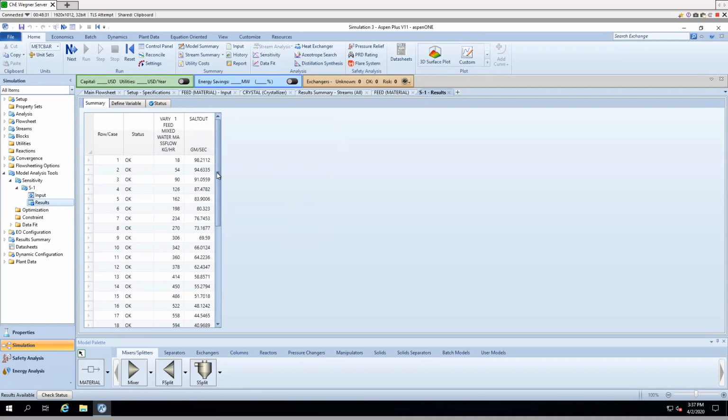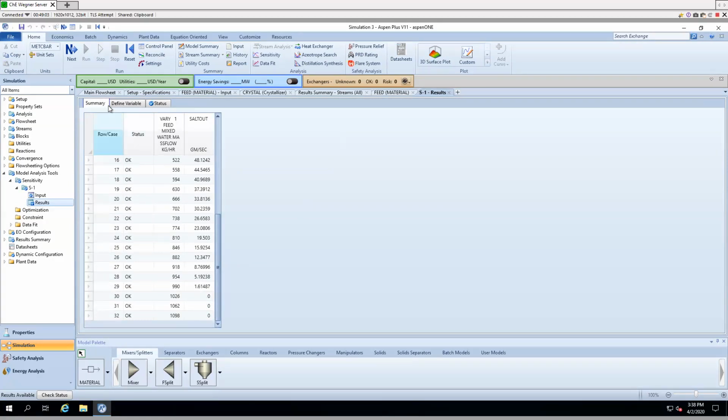This is the salt out. It makes sense because if we put 100 grams per second of salt in and 5 grams per second of water in, only a little bit of salt will be dissolved. So it's just a little bit under 100. As we increase the amount of water, we see that the amount of salt that leaves the system is decreasing because more is being dissolved. This trend continues until we see all of the salt is able to be dissolved.